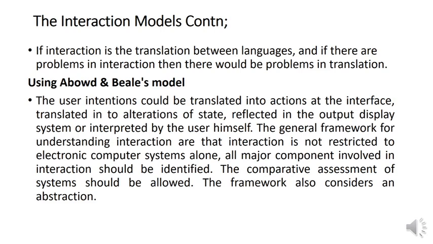The general framework for understanding interaction says that interaction is not restricted to electronic computer systems only. All major components involved in the interaction should be identified. The comparative assessment of the systems should be allowed. Then the framework also considers abstractions. So that takes us to ergonomics.